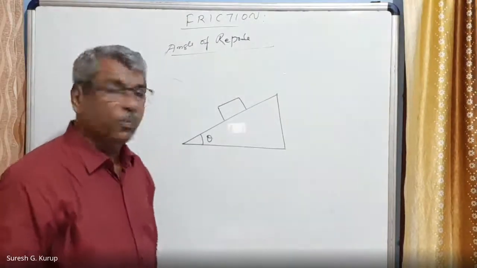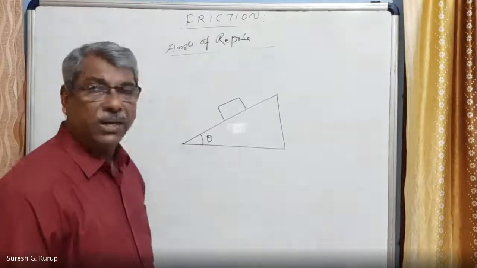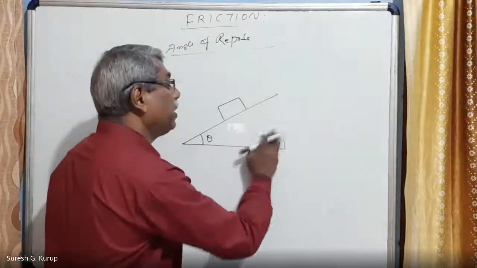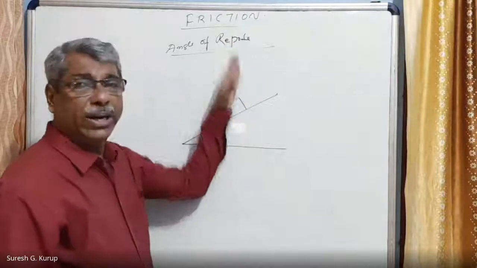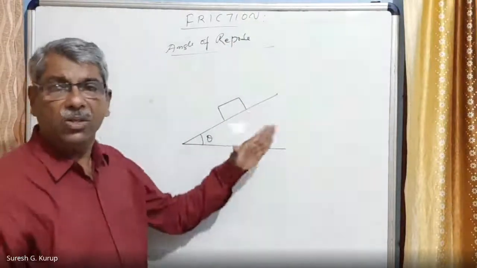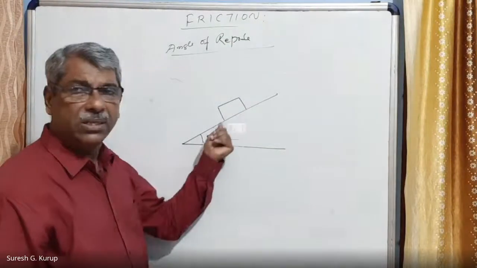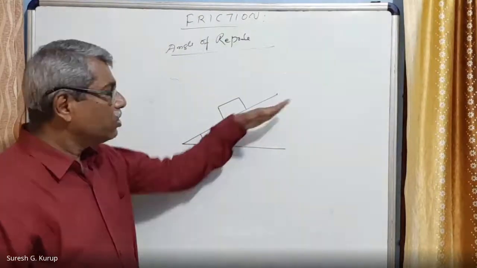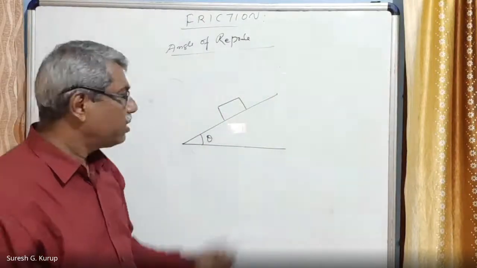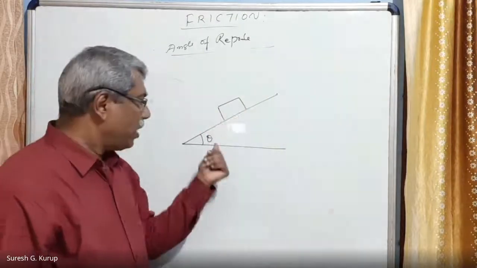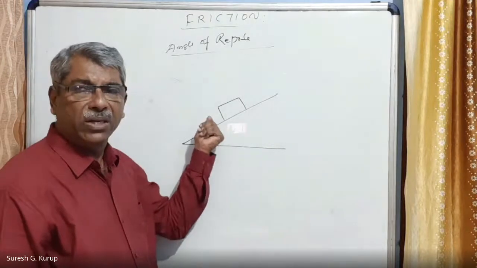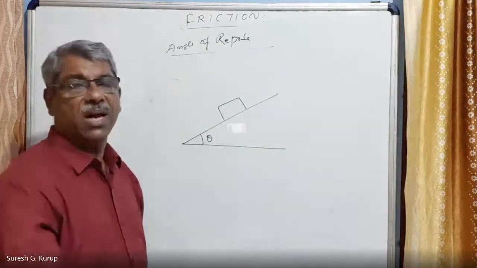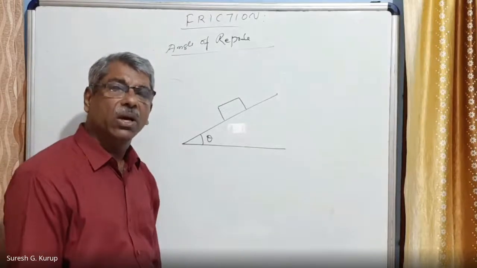Am I correct? So this body is placed on the inclined plane, and this angle goes on increasing. The angle made by this inclined plane with the horizontal goes on increasing. Suppose that there is a hinge here. This can be lifted up, so that at a particular value of the angle between the horizontal and this inclined plane, the body will be on the verge of motion on the surface. That angle is what is called angle of repose.